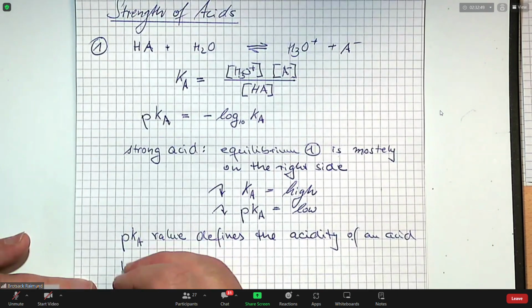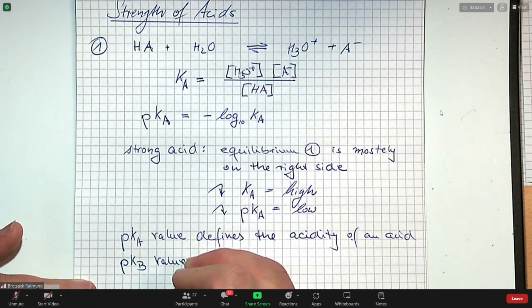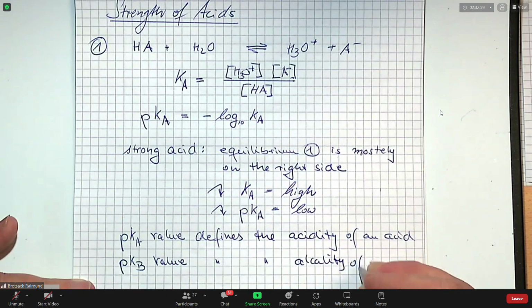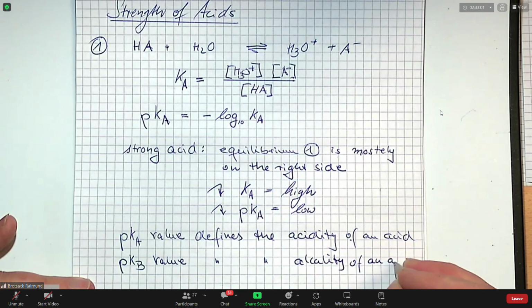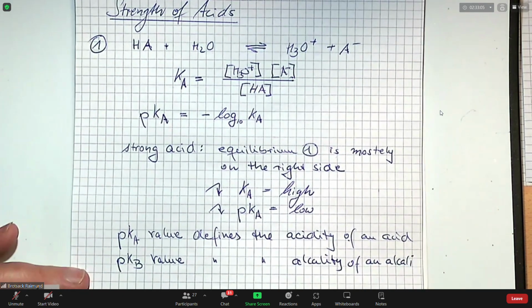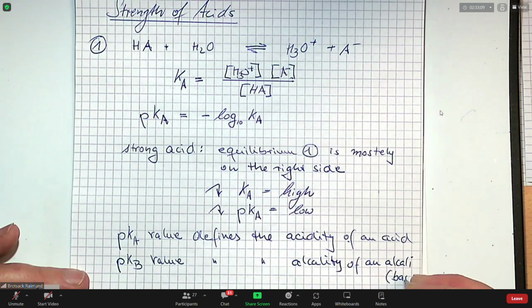Vice versa, the pKb value defines the alkalinity of an alkali. Alkali, sometimes we call it base.